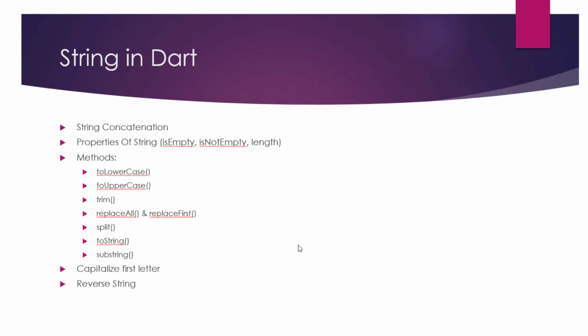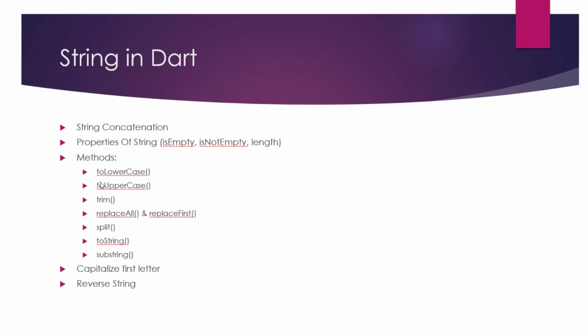Our previous tutorial was about user input in Dart programming language. Now in today's tutorial we will see string in Dart. As you know, string is a data type to store text, right? As we already used string in our previous tutorials. But now in this tutorial we will see complete details about string, right?